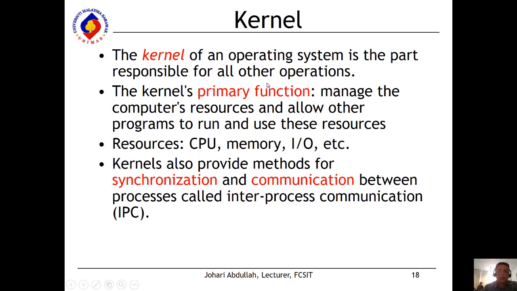The kernel is the part of the operating system which is responsible for all other operations. That's the definition of kernel. Any operation within an operating system is handled by the kernel. So that's the heart of the OS. The primary function is to manage computer resources and allow other programs to run and use these resources. These are the two primary functions of a kernel: it allows other users or programs to use these resources, and the first one is to manage computer resources.